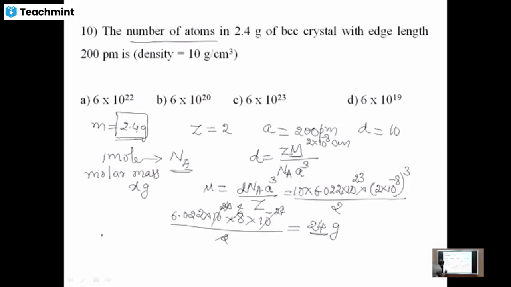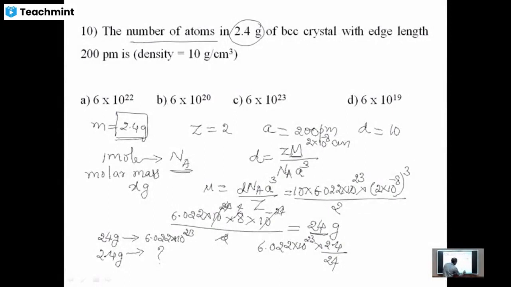Now 24 gram is the molar mass. Therefore, 24 gram has Avogadro number of atoms or particles. What is given here? We have taken just 2.4 gram of the substance. If 24 gram has Avogadro number of particles, then 2.4 gram has how many particles? We just cross multiply: 6.022 into 10 to the power of 23 into 2.4 divided by 24.